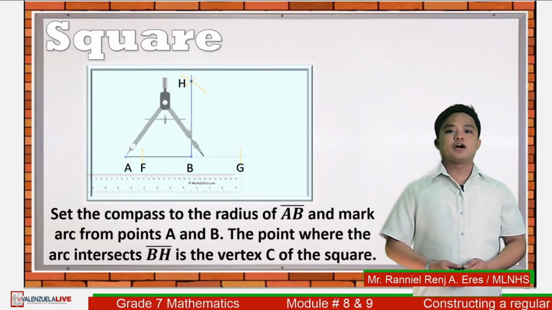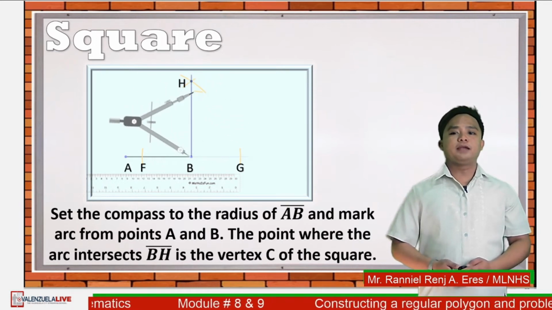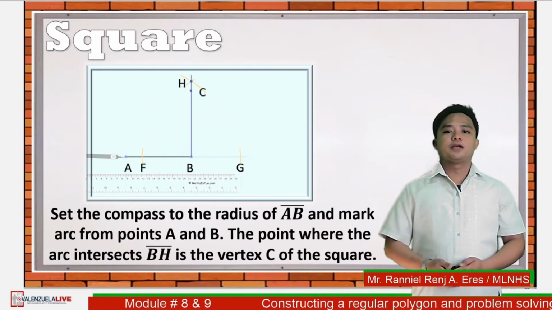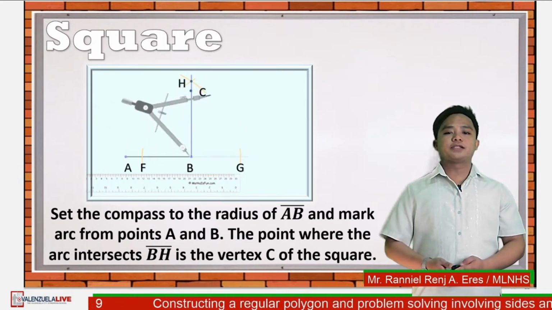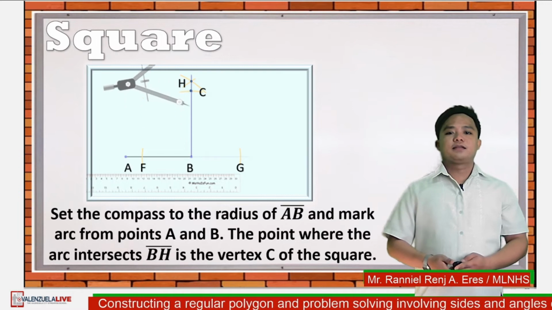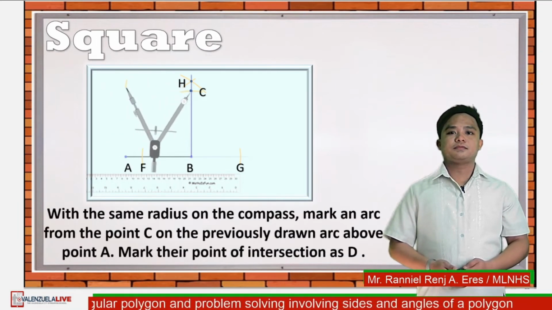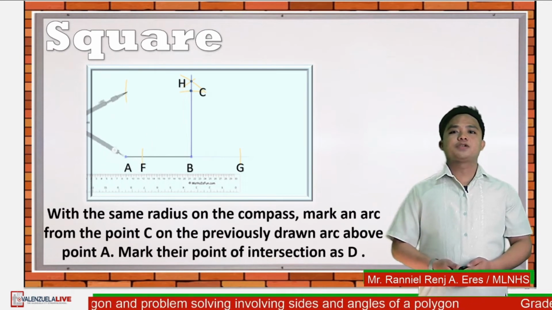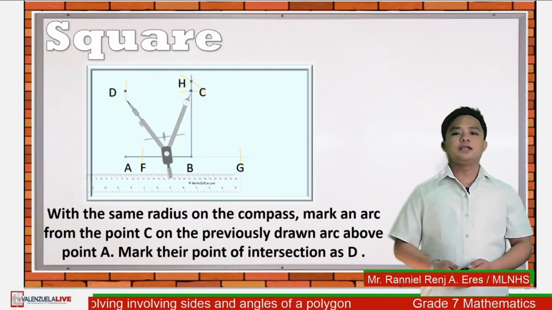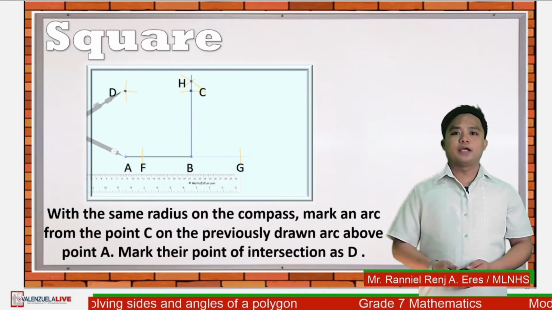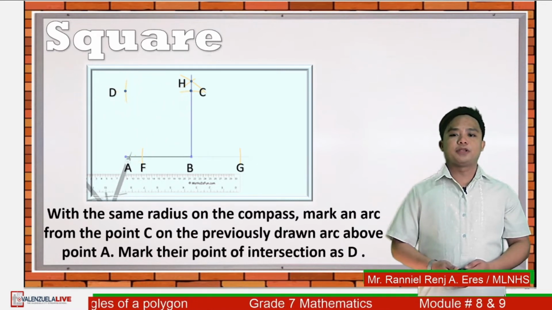Next, set the compass to the radius of line segment AB and mark an arc from points A and B. The point where the arc intersects line segment BH is the vertex C of the square. Next, with the same radius on the compass, mark an arc from point C on the previously drawn arc above the point A, and mark the point of intersection as point D.